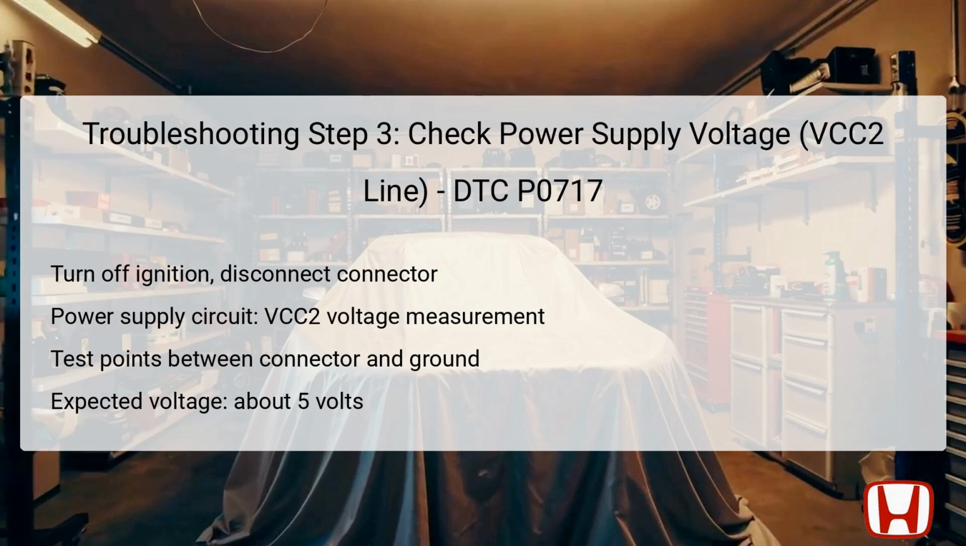Using the Honda diagnostic tool, the technician measures voltage between test point 1, connected to the VCC2 terminal, and ground. The ideal reading should be approximately 5 volts, indicating the supply line is functioning correctly. If the voltage is not present or significantly different, an open in the VCC2 wire or a faulty power supply circuit is suspected. Repairing any open circuits or wiring issues at this stage restores proper sensor function for subsequent testing.